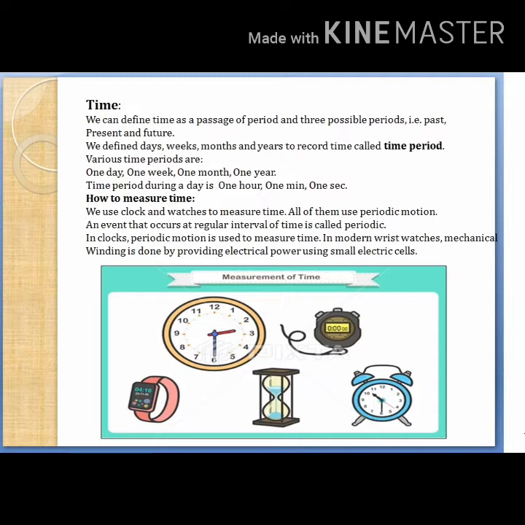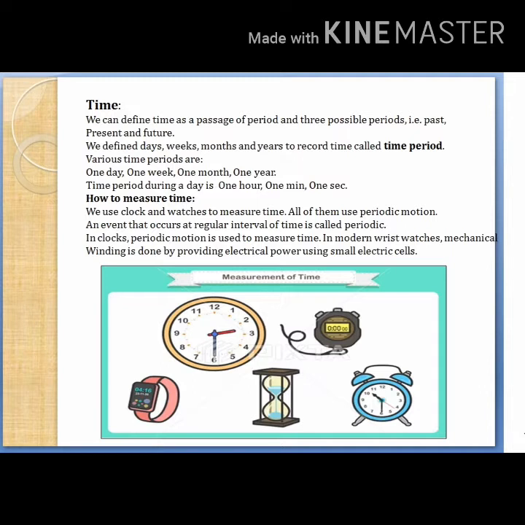Why do we need to measure time? In the course of time, human beings defined days, weeks, months and years to record time during and beyond a lifetime. These are called time periods. Time periods are: 1 day. 1 day is the time taken by Earth to complete one rotation around its axis. And 1 week is a group of 7 days, Sunday to Saturday. And 1 month consists of 30 or 31 days.